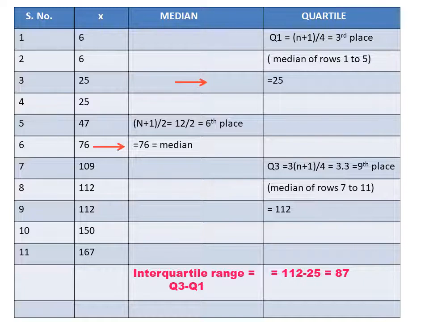Similarly, for the third quartile, the formula is 3 into n plus 1 by 4. Doing that, you get the 9th place, and the number there is 112. So 112 is your third quartile. To find the interquartile range, the formula is Q3 minus Q1, that is 112 minus 25, which is 87. And you divide it by 2.